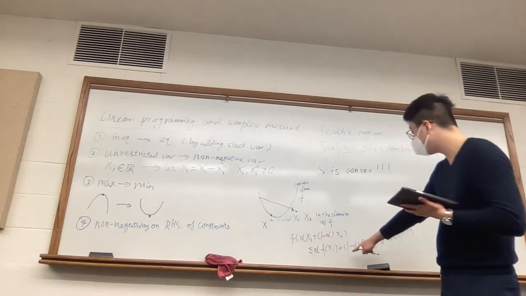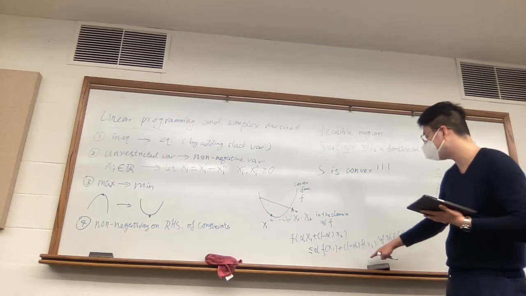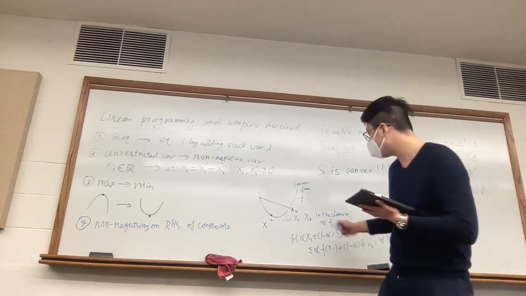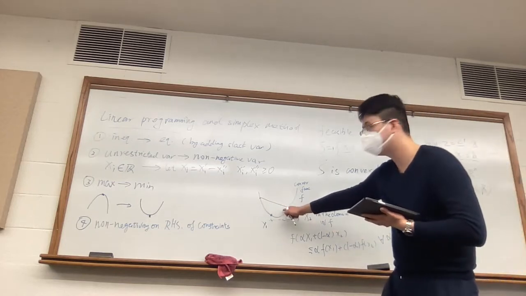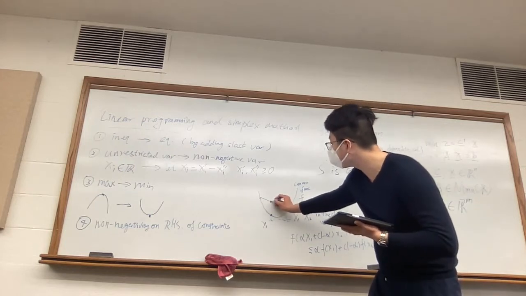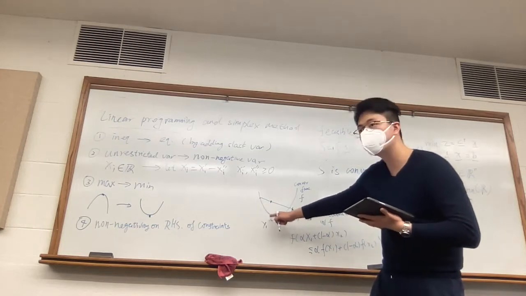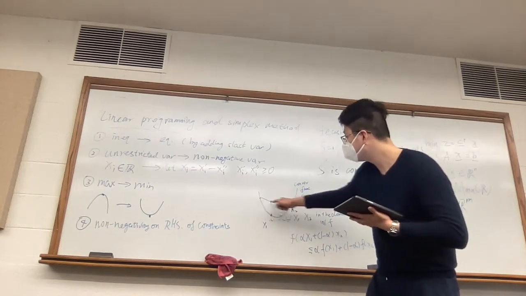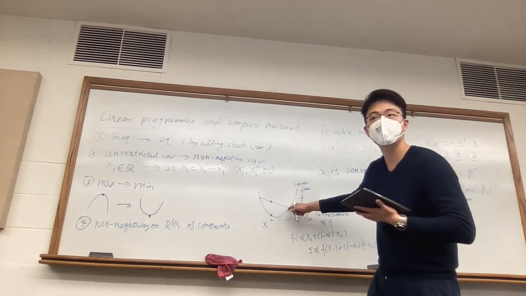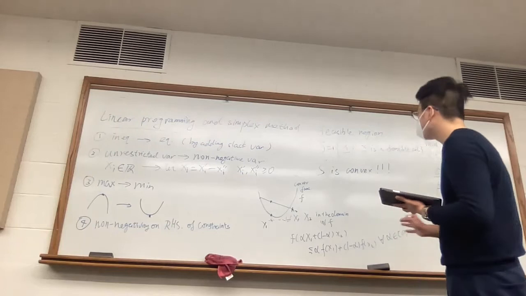And what is on the right hand side? Alpha f(x1) plus (1 minus alpha) f(x2). That's to say, you connect (x1, f(x1)) and (x2, f(x2)), and this is the right hand side. That's to say, the function is always below this line segment, right? So this is the definition of a convex function.